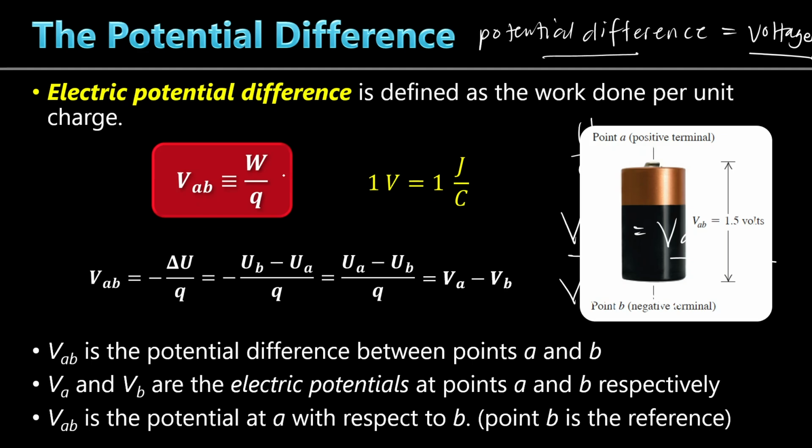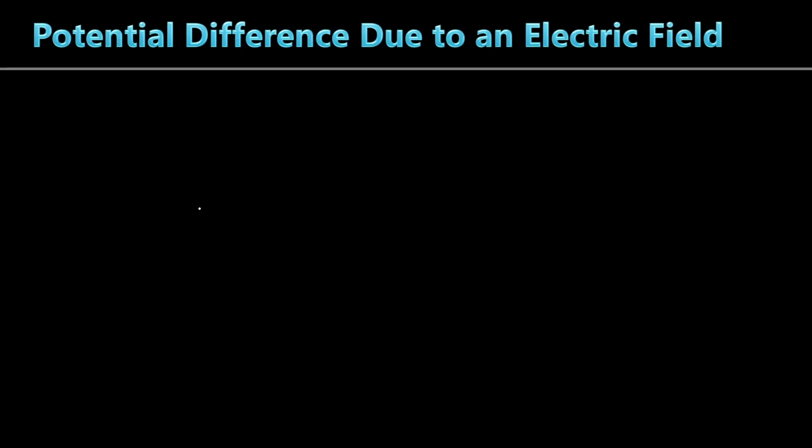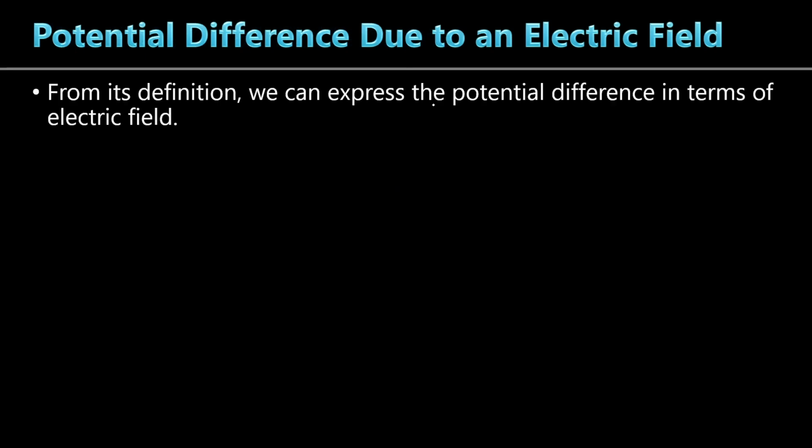Now that we already know the definition of potential difference, otherwise known as voltage, which is the work done per unit charge, express naman natin yung potential difference na ito in terms of the electric field. From its definition, we can express the potential difference in terms of the electric field. Remember that VAB is the work done per unit charge. And this work can be expressed as a line integral, di ba?